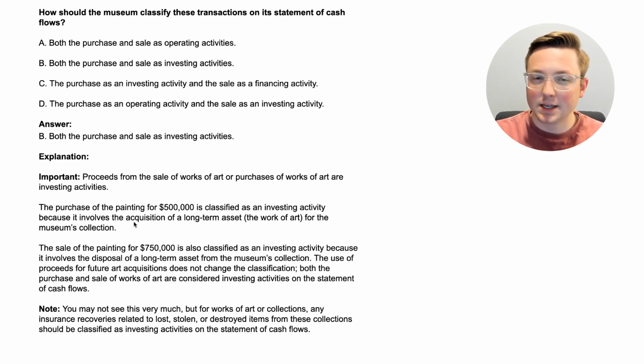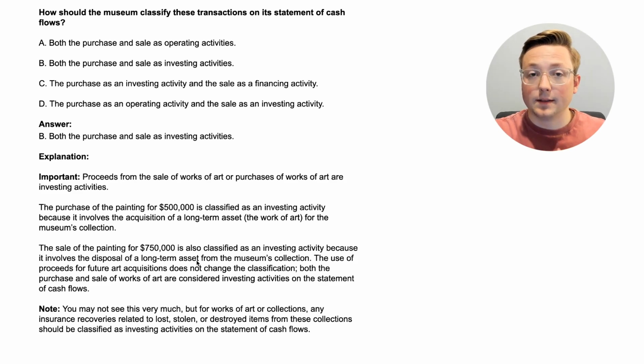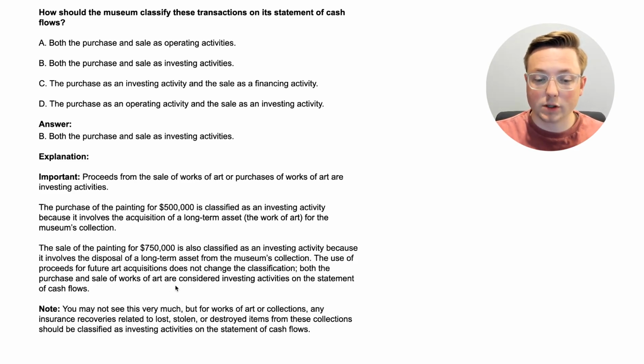Again, that should make sense when you think about what the work of art is going to be used for. The sale of the painting for $750,000 is also classified as an investing activity because it involves the disposal of a long-term asset from the museum's collection. The use of proceeds for future art acquisition does not change the classification. So it doesn't really matter what they're going to use the funds for. The fact that they got funds for selling a long-term asset means it's an investing activity. Both the purchase and sale of works of art are considered investing activities on the statement of cash flows.